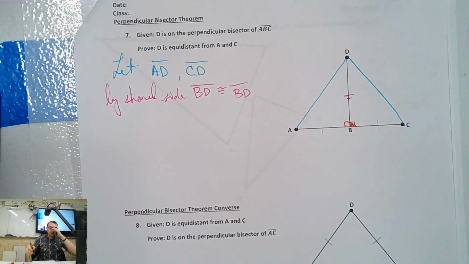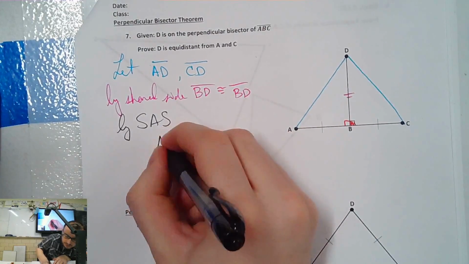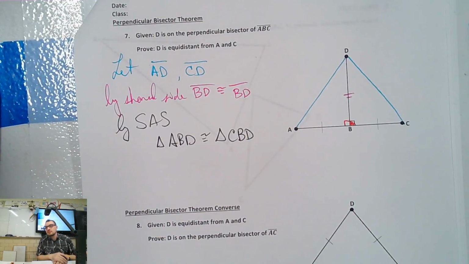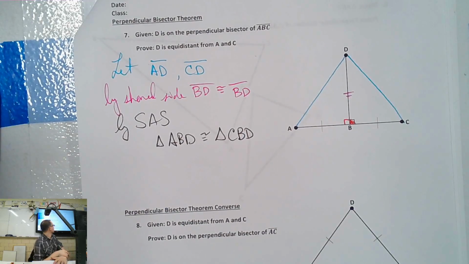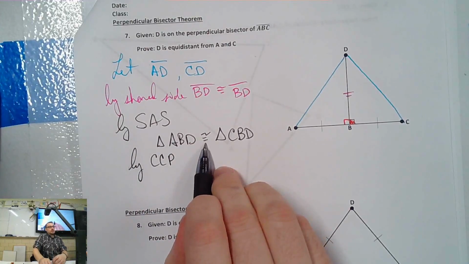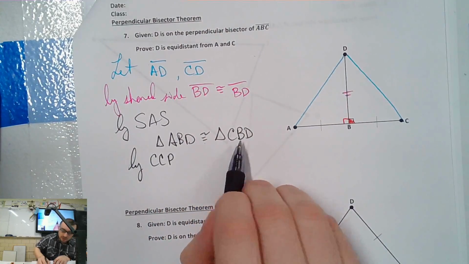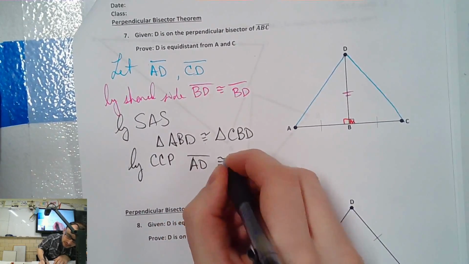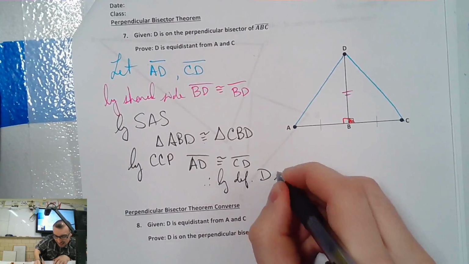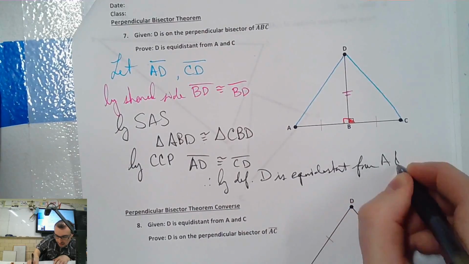So now what do I have to say the triangles are congruent? Side angle side, ABD. Triangle ABD is congruent to triangle CBD. Nice. And if they're congruent, then their parts should be. So we're going to do CCP, right? Corresponding congruent parts. AD and CD, yep, they're corresponding. So AD is congruent to CD. Therefore, by definition, D is equidistant from A and C.